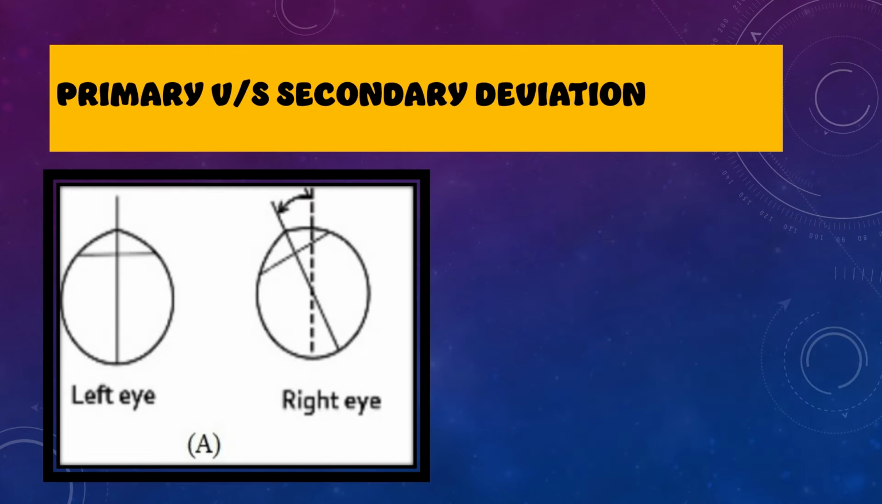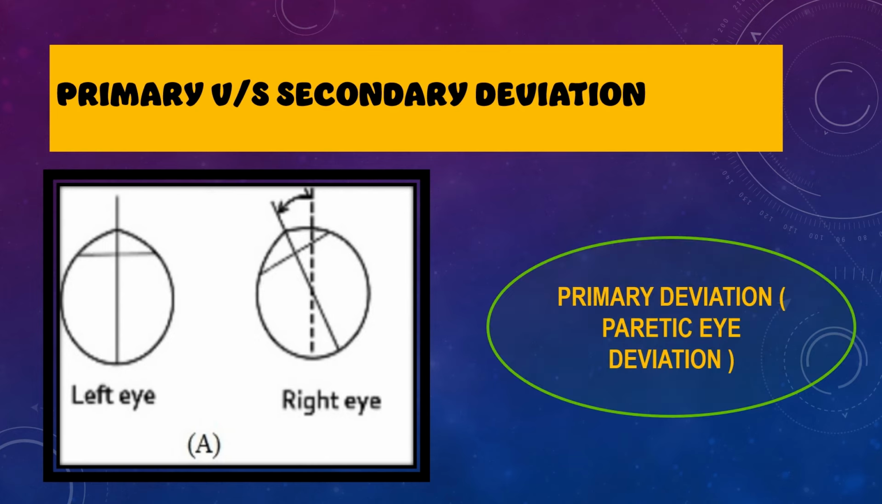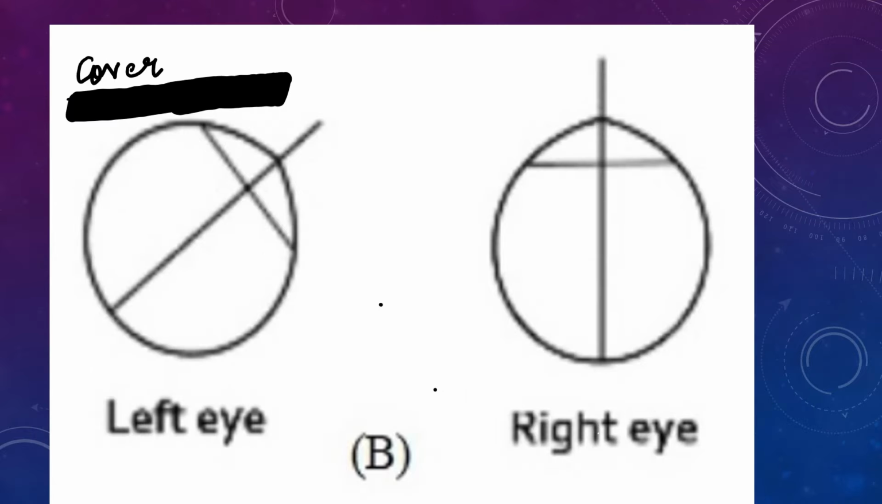So let us see what is primary deviation. Suppose these are your eyes and the right eye seems to have some sort of squint, mostly esotropia, right? Now, if you were supposed to measure the right eye deviation, how are you going to do it? You're going to place a prism in front of the right eye, and that would be a base-out prism. So here you are trying to measure the deviation in the right eye, which has the squint, so that's the paretic eye. So this is called a primary deviation measurement.